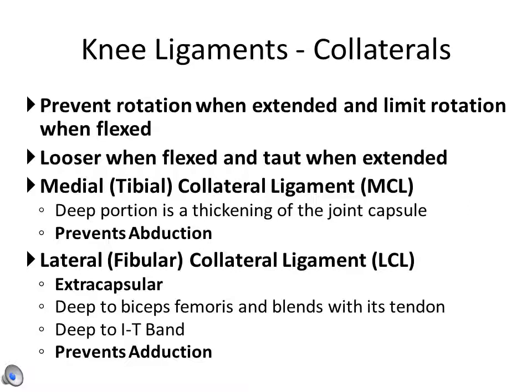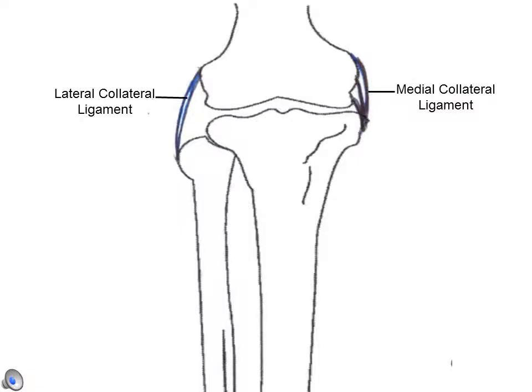The lateral collateral ligament is considered extracapsular and not part of the joint capsule. It lies deep to the IT band and deep to the biceps femoris. The lateral collateral ligament also blends with the tendon of the biceps femoris. The lateral collateral ligament prevents adduction at the knee. Pause the lecture to draw in the lateral collateral ligament and the medial collateral ligament.